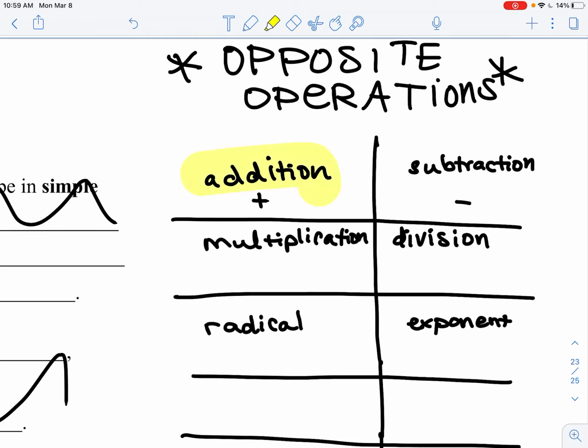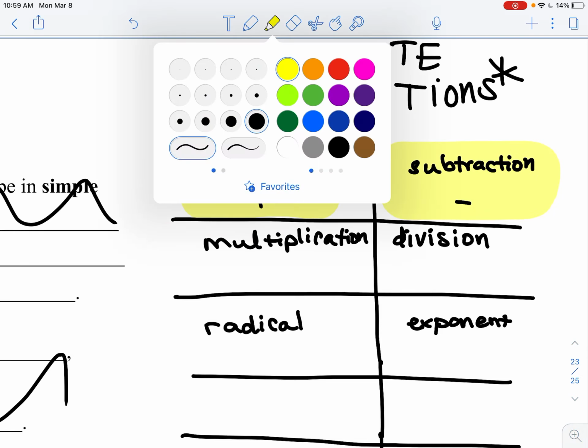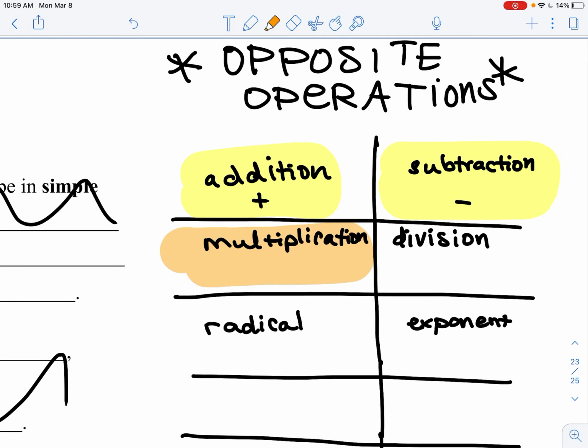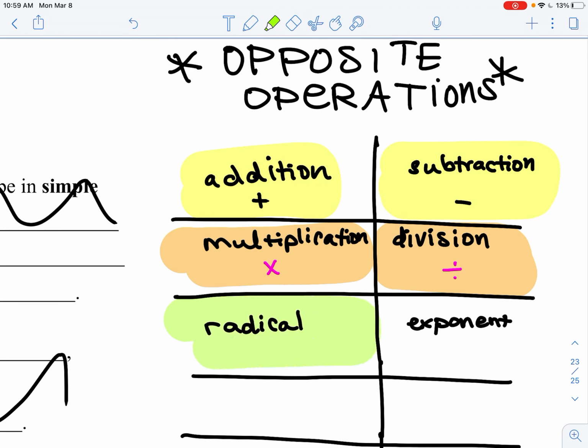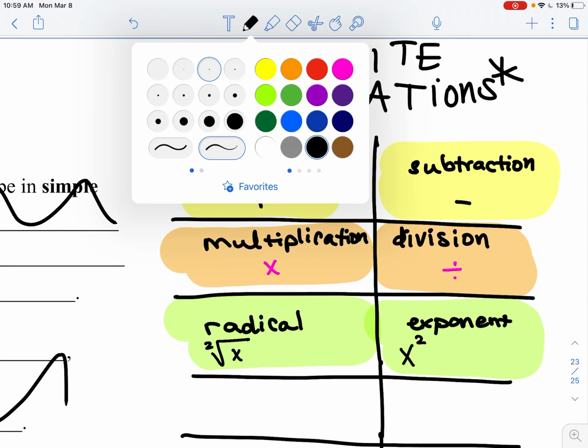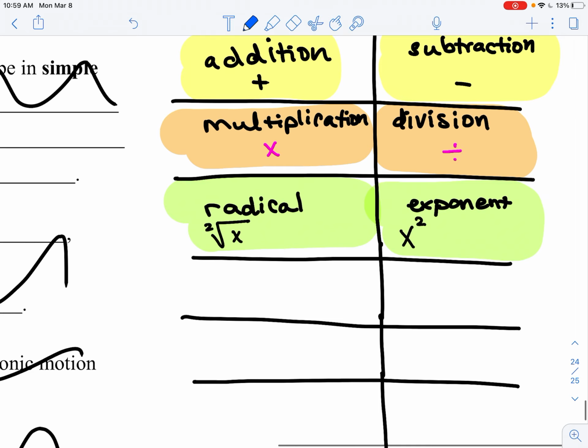We know that addition and subtraction are opposite operations. We know that multiplication and division are also opposite operations. We know that radicals and exponents are also opposite operations. So like if something has a square root of 2, its opposite exponent is 2, right? Those are opposites of each other. So when it comes to trigonometry, here's what we have.